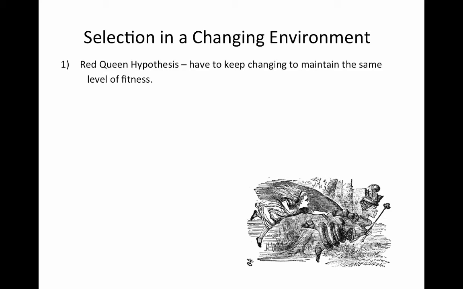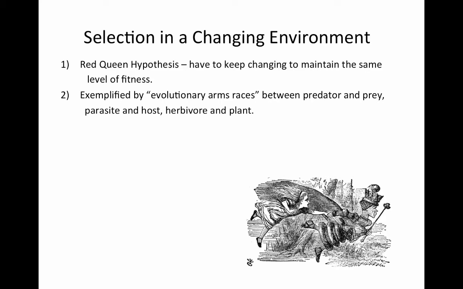So this is analogous to the idea that if you're in a changing environment, you have to keep changing with it to maintain your same level of fitness. This is exemplified by coevolution, an evolutionary arms race between predator and prey, between parasite and host, herbivore and plant. Basically, your environment is constantly changing, right? If you are the predator, your prey item is constantly going to be evolving ways to elude you, to avoid being eaten. You have to keep evolving better mechanisms for catching that prey. Once you evolve better mechanisms for catching that prey, your prey item has to evolve more mechanisms for eluding you.